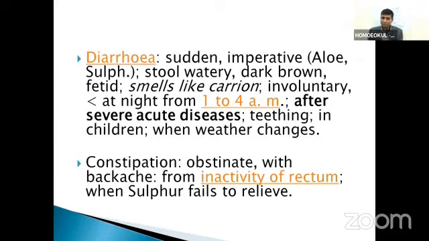Got it? This is 5 a.m. Like Eupatorium perf, 9 a.m. aggravation. Okay, and you will also get time modality in Podophyllum. Also keep in mind Natrum, that 10 to 11 a.m. aggravation. That is very important for fever and for headache too.